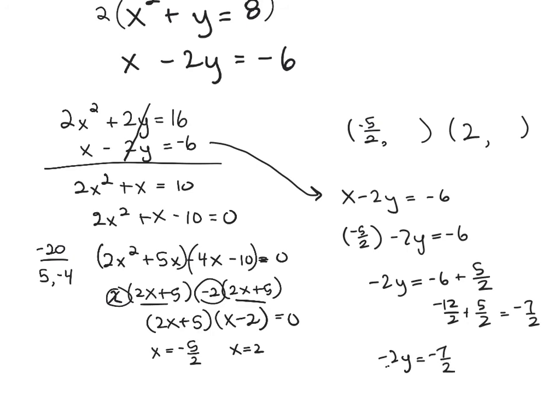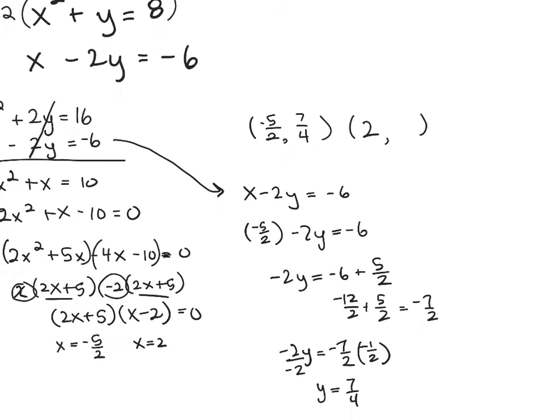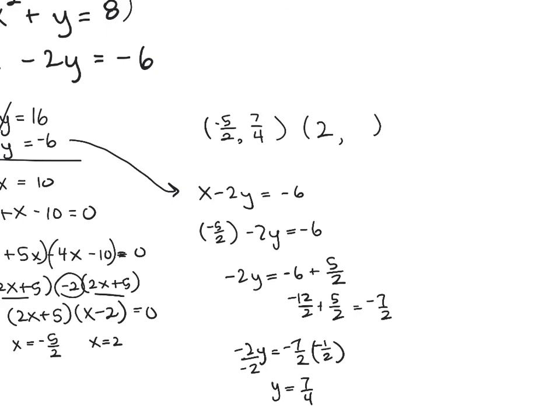If we divide by negative 2, dividing by negative 2 is the same as multiplying by negative 1/2. Then we have y is equal to 7/4. Now if we do the same thing but substitute an x value of 2 this time, the equation becomes 2 minus 2y equals negative 6. Subtract 2 on both sides, and we have negative 2y equals negative 8. Divide by negative 2, and we have y equals 4.